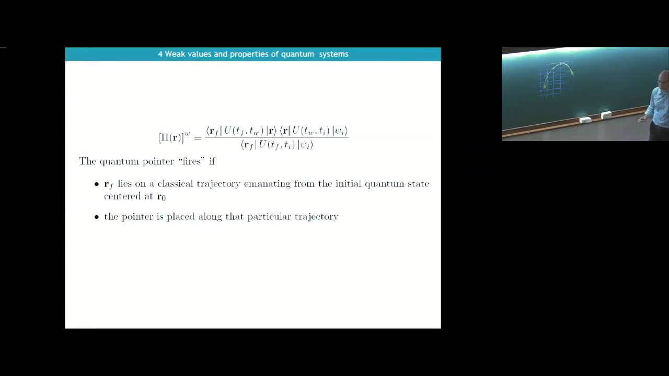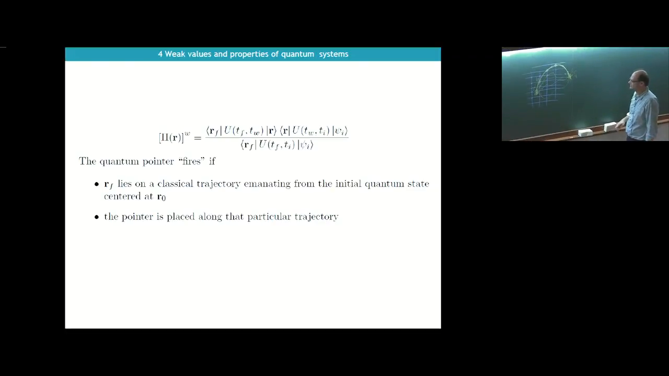the condition to have a pointer that fires is that the backward evolving trajectory and the forward evolving trajectory are the same. So basically, since you post-select here, the only trajectory that will lead to pointers that will see their state change is this one.